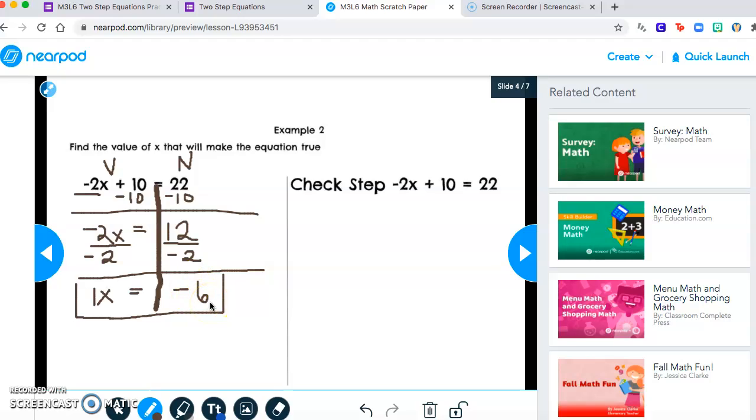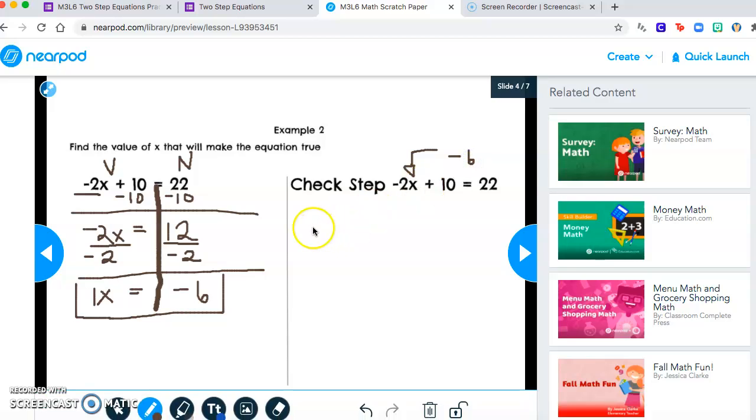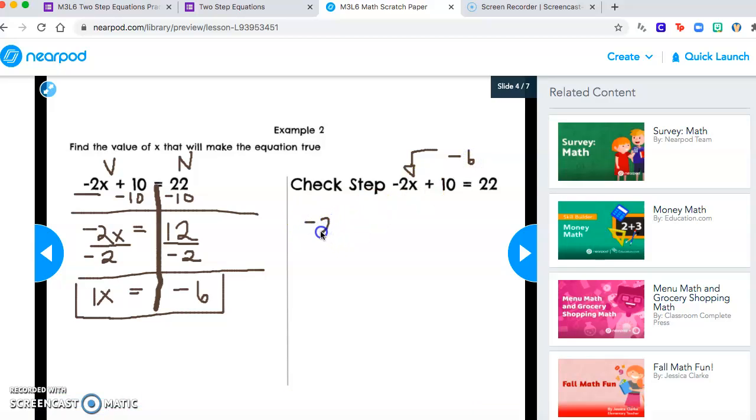So we have to make sure that that's correct. So instead of putting 6 this time, we are putting in negative 6. So we plug it in, we get negative 2 multiplied by negative 6 plus 10 equals 22.